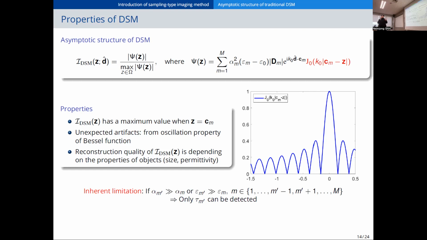If one of the targets has a large size or large permittivity value, then it has the maximum value at that point, but another target has a low value in the result. If this low value is almost the same as the oscillation value, then we cannot detect the object. So it is the inherent limitation of this approach.